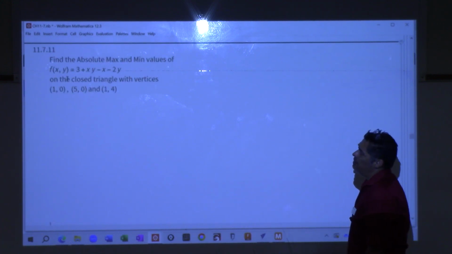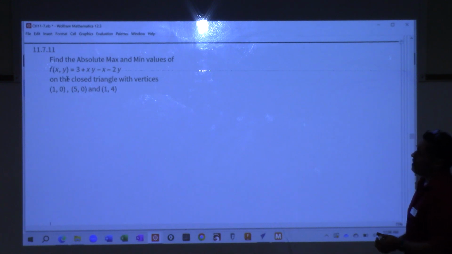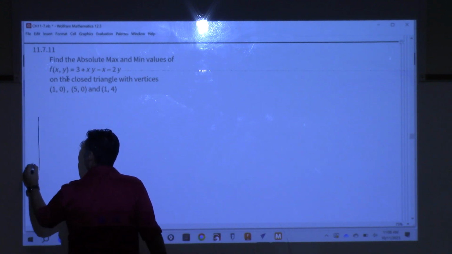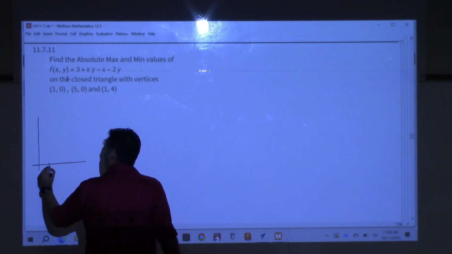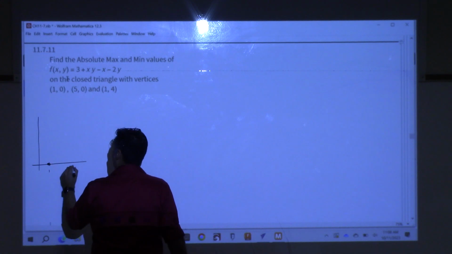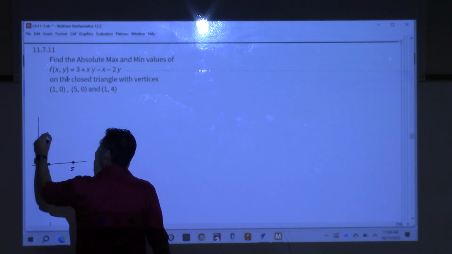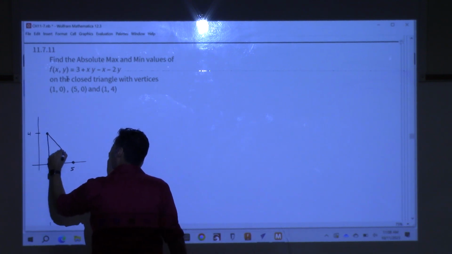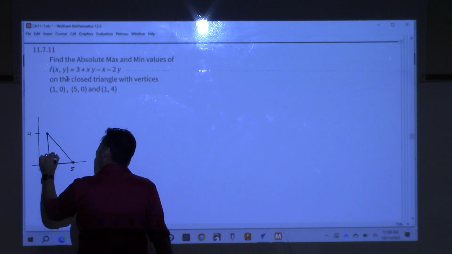There's our surface, right? And we have a closed triangle with these vertices. I'll go ahead and draw the triangle. I did this last class, but I'll do it again. So (1, 0) here, (5, 0) here, and (1, 4) is up here somewhere. We have this triangle. And this is our domain, D, okay?